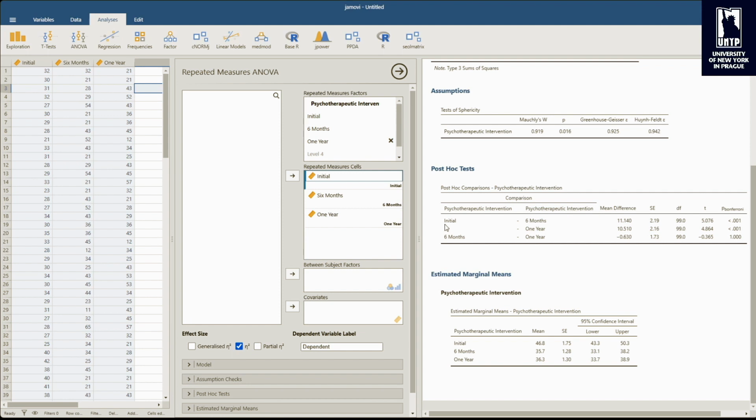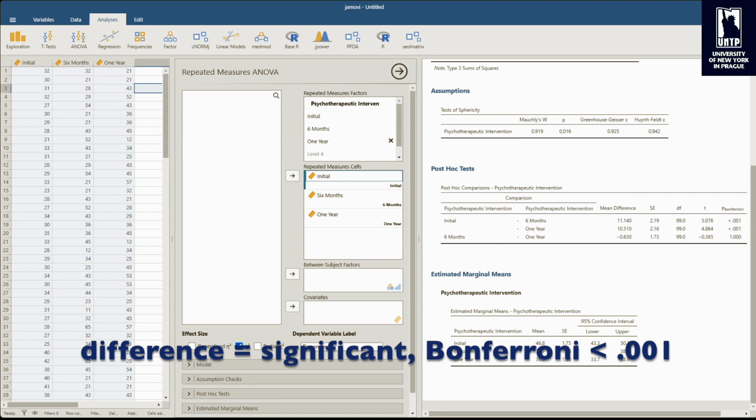So in this post-hoc, we can see each of the comparisons within our dataset. So we have initial and 6 months, initial and 1 year, and 6 months and 1 year. The difference between all these timestamps. We see that the difference between initial alcohol consumption and alcohol consumption 6 months after our training is indeed significant because Bonferroni is less than 0.001.